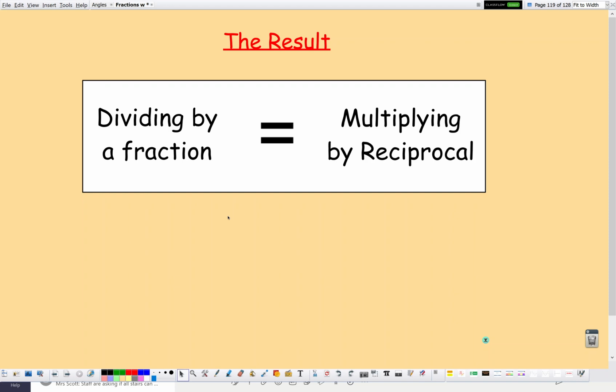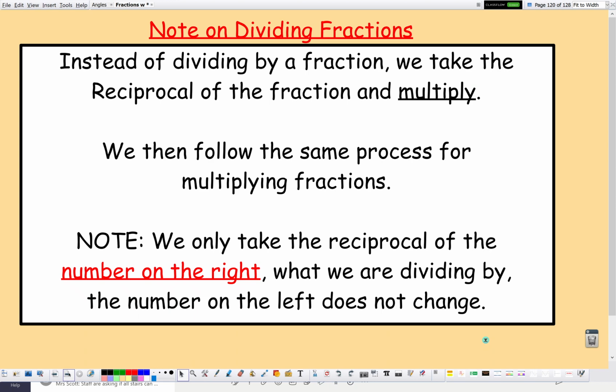So actually when we divide a fraction, we're not actually doing a division. We're going to change it to a multiplying, and we're going to flip the fraction upside down to take the reciprocal. Okay, so there's actually no such thing as dividing a fraction. You change it to a multiplication and you multiply by the reciprocal. Okay, so that's what we're going to do. Okay, so let's look at some examples of that.